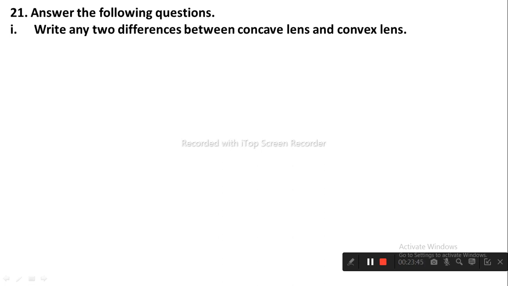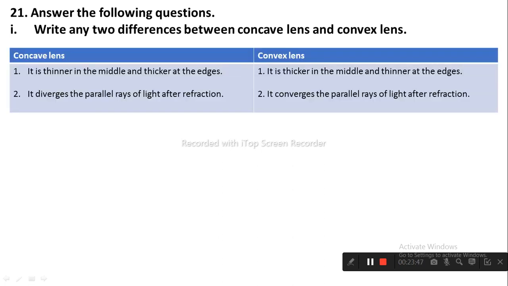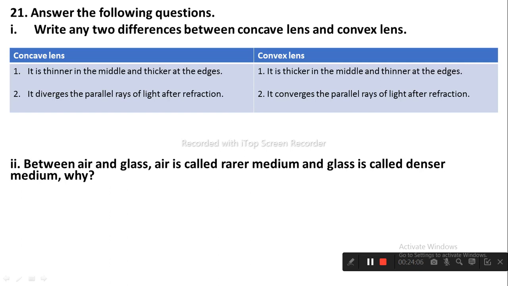Next one. Write any two differences between concave and convex lens. Concave lens is thinner in the middle and thicker at the edges, whereas convex lens is thicker in the middle and thinner at the edges. Concave lens diverges the parallel rays of light after refraction, whereas convex lens converges the parallel rays of light after refraction.